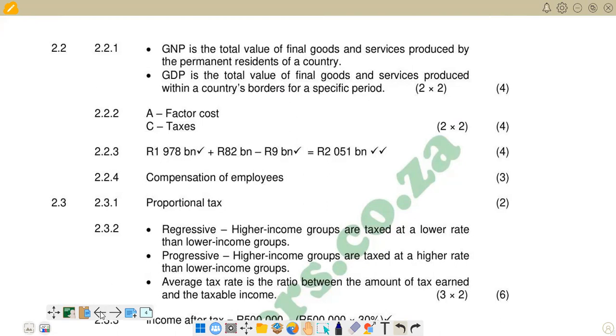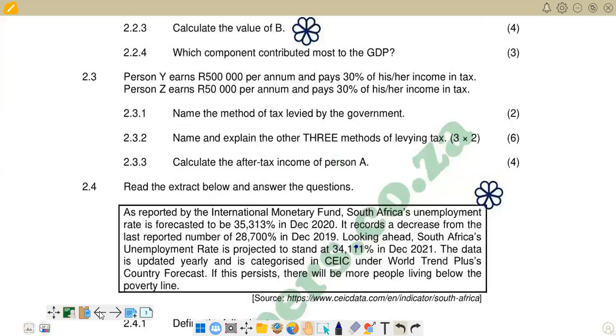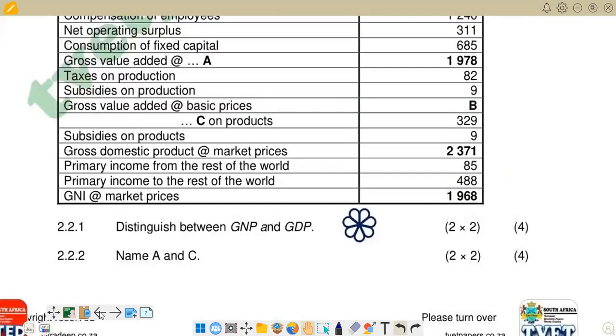Then we go to the next question. It's saying name A and C, and we would like to see what A is. If you come here, we have our A reading gross value added at dash. We can have gross value added at basic prices, we can also have at market prices, and finally we can also have at factor cost. So this one is representing at factor cost. So A is at factor cost.